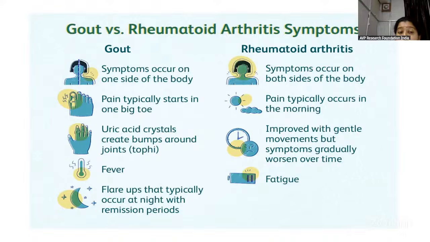In gout, it is usually associated with fever and chills. In rheumatoid arthritis, it is usually associated with fatigue. It improves with gentle movements, but symptoms gradually worsen with time. That is a symptom of rheumatoid arthritis. In gout, the typical symptoms and flare-ups occur during the night hours. So these are the distinguishing features between gout and rheumatoid arthritis.